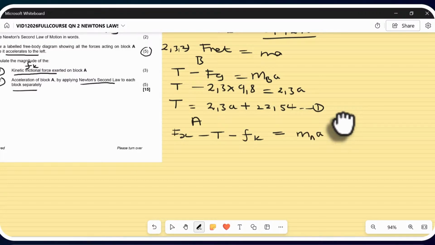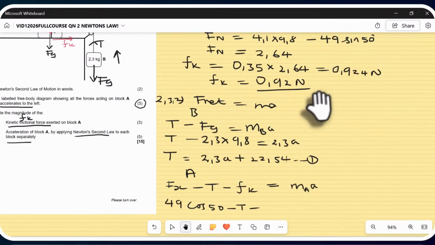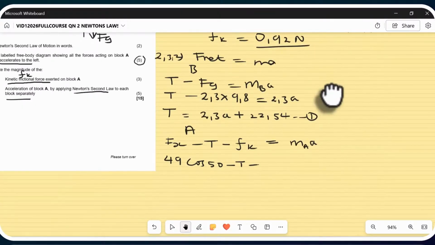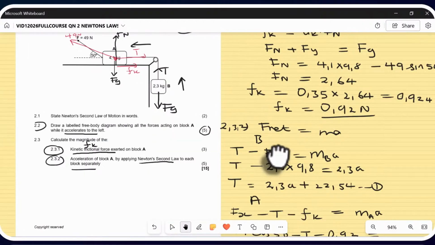Hope you remember to see this one here, 0,92. So minus 0,92 is equal to the mass of A, which they gave us, check here, the 4,1, that is 4,1 times acceleration. So from here, if I simplify the 49 cos 50 minus 0,92, what do I get? Calculator, what do you get there?